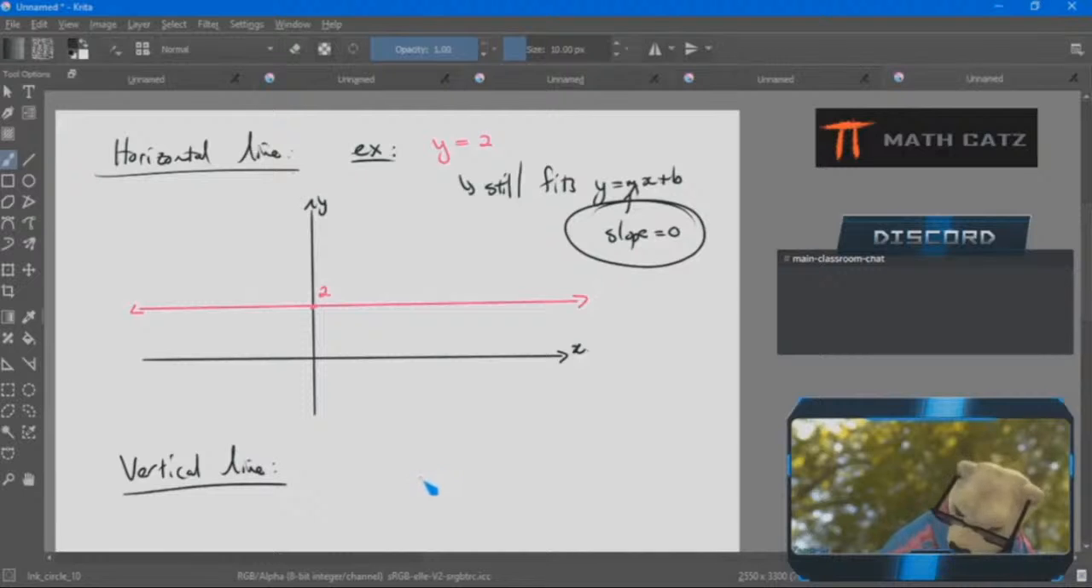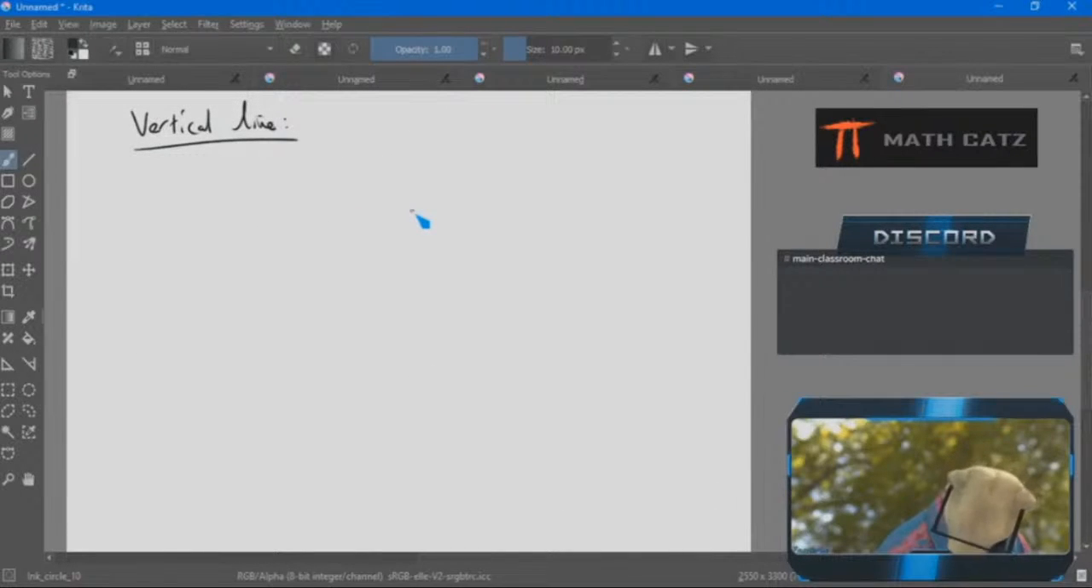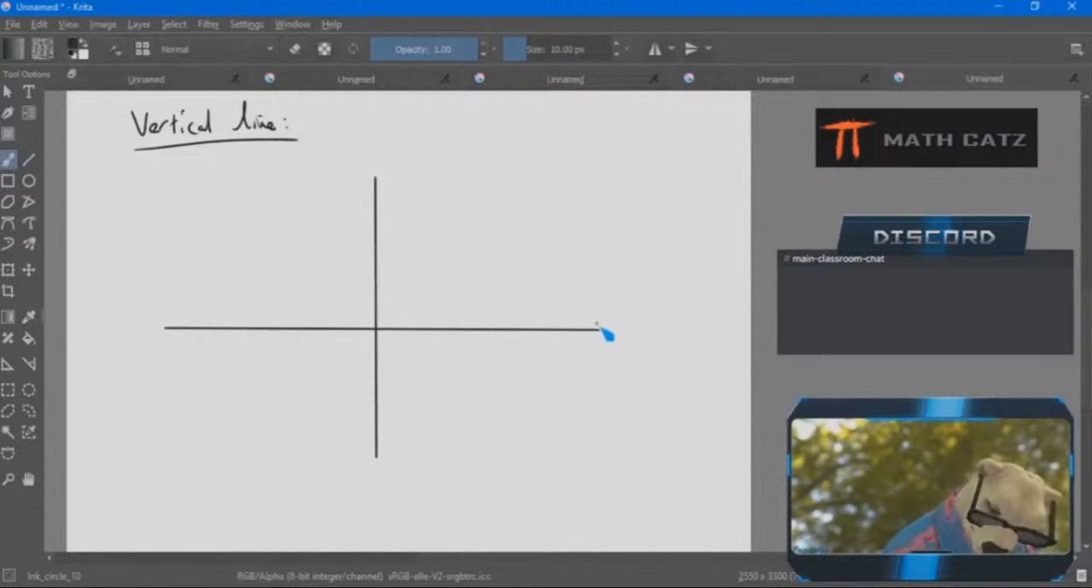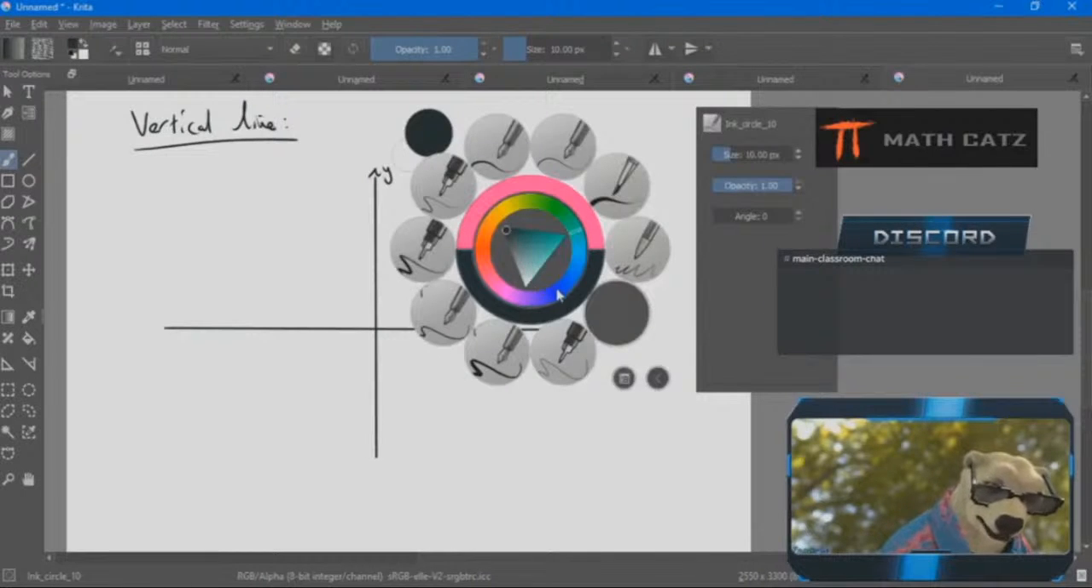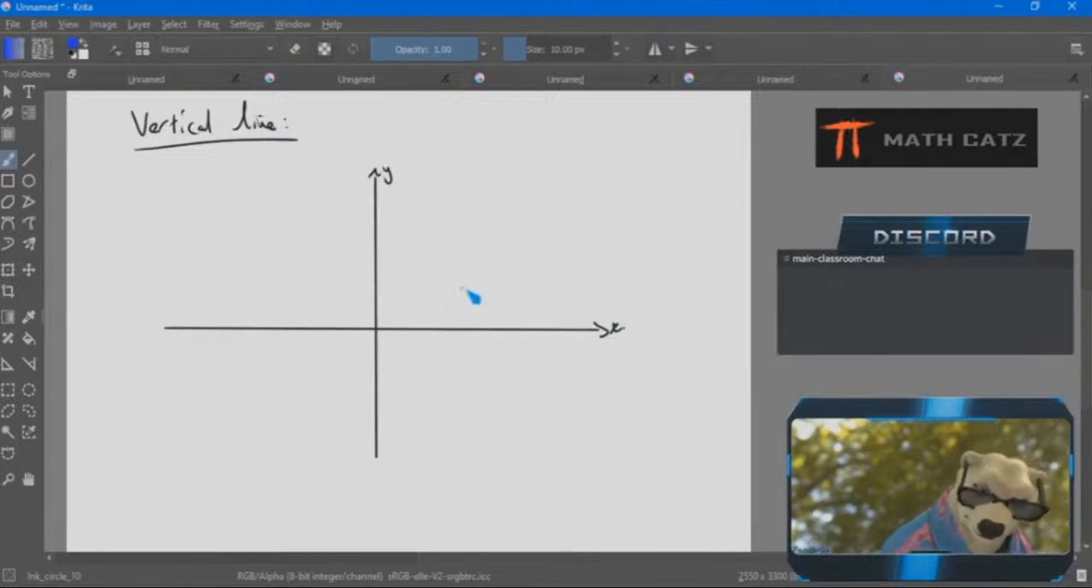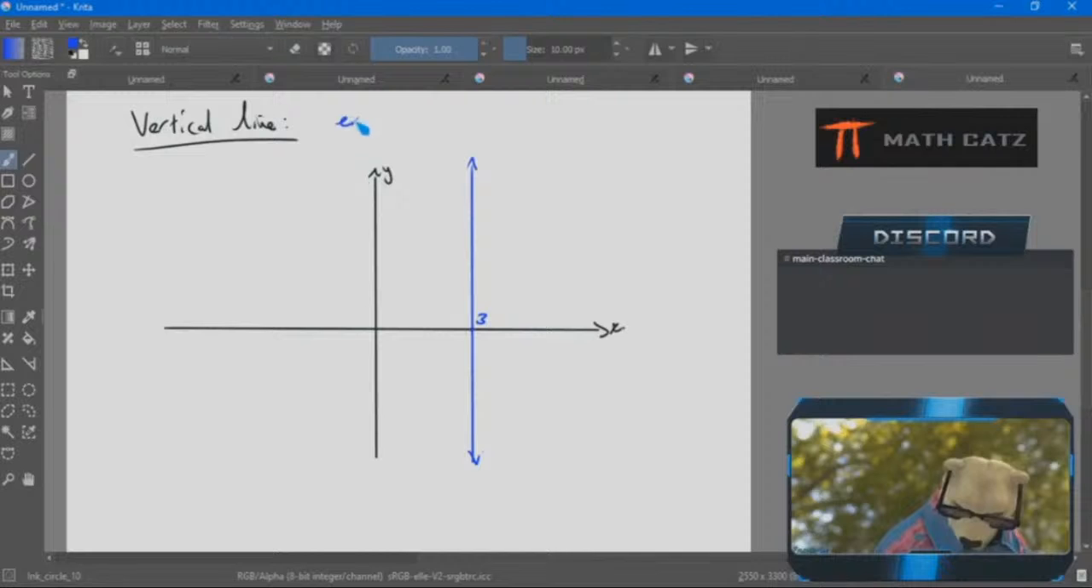Let's draw that. Set things up. Let's make it pink. Well, we've used pink. Let's try blue. Perfectly vertical, let's say here, sits at x equal to 3. That's just an example. It could be many, many different lines.